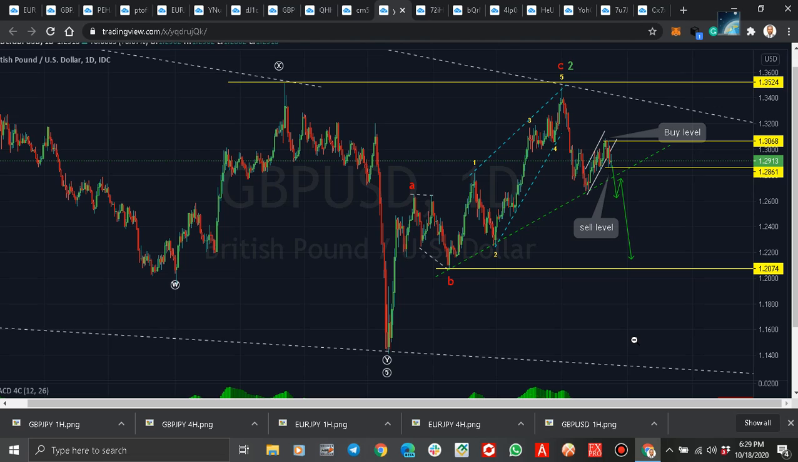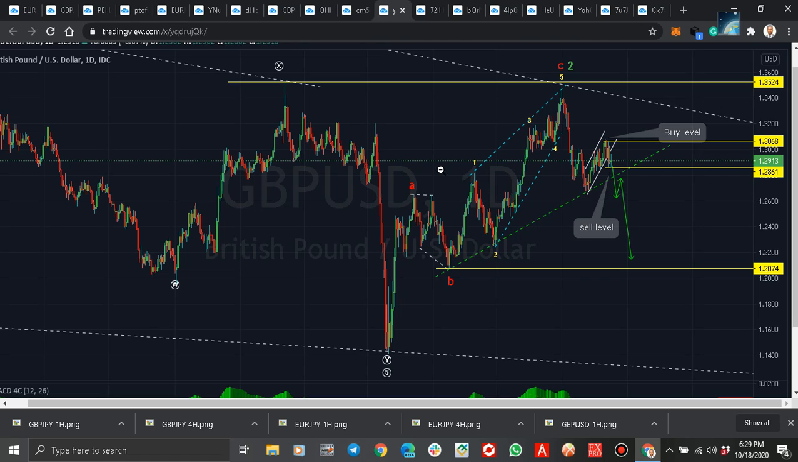And let me tell you, if Trump wins the election, the US dollar will continue to be strong. So it means we will be selling GBP/USD all the way down here, below here. But as of now, what I'm expecting is a drop towards this line. That's 1.22. But you know, this is the daily chart.